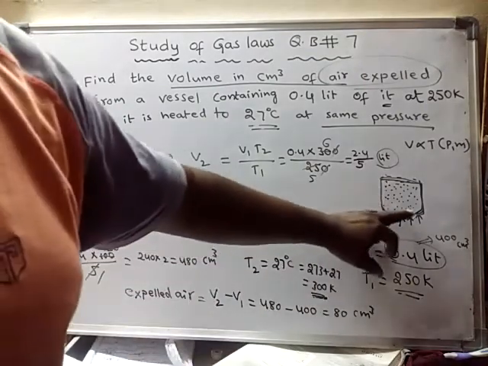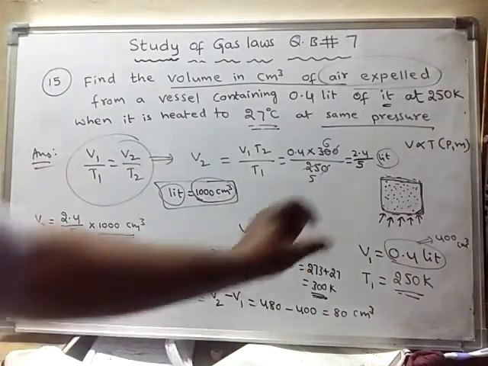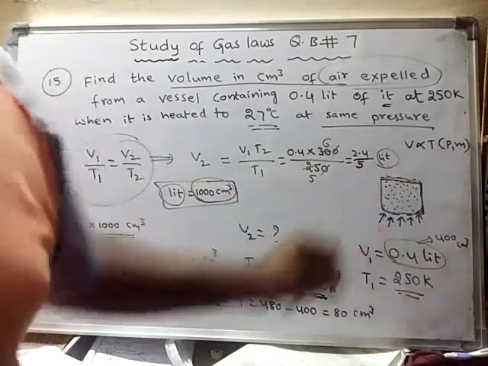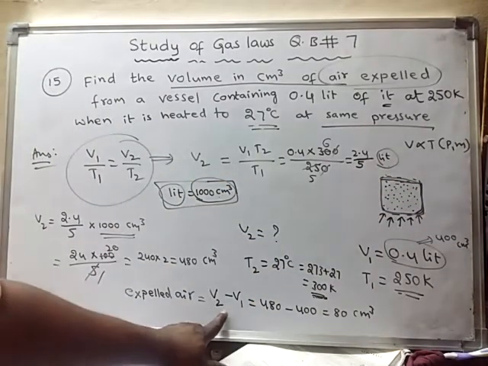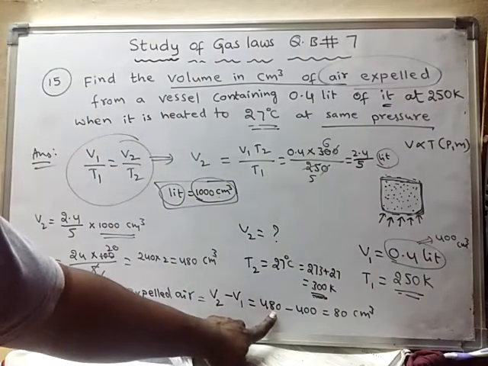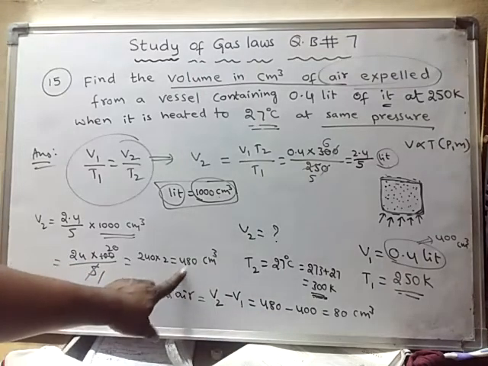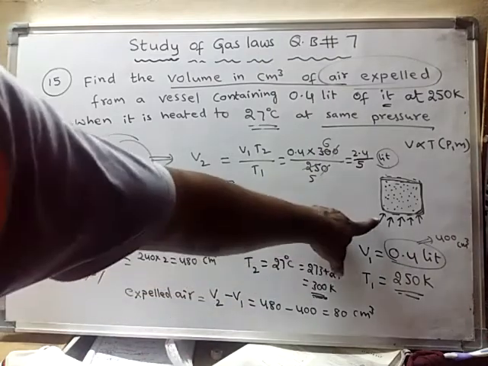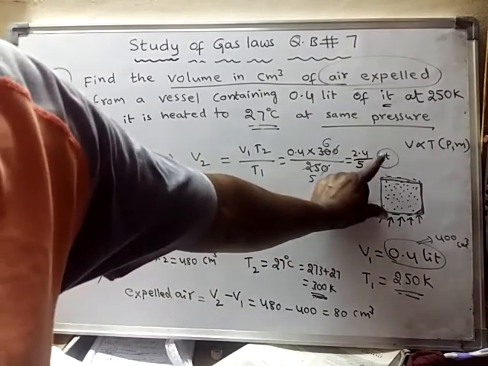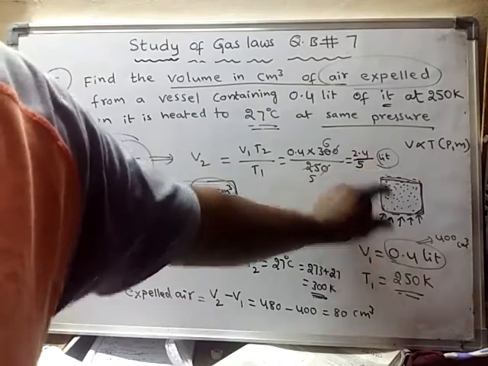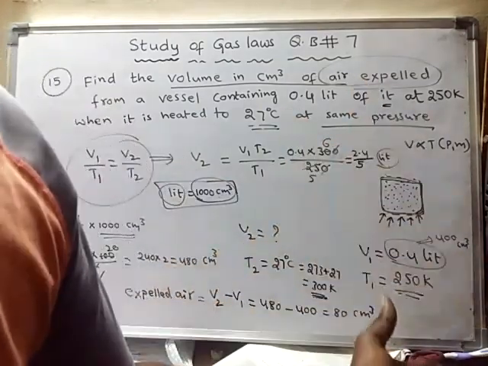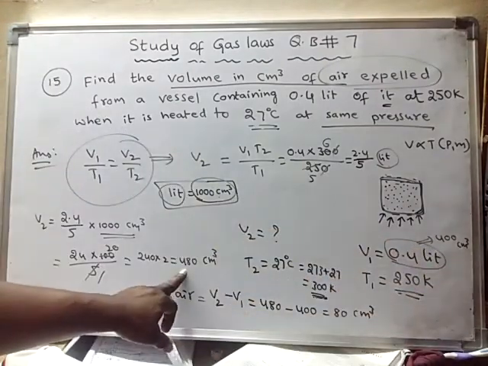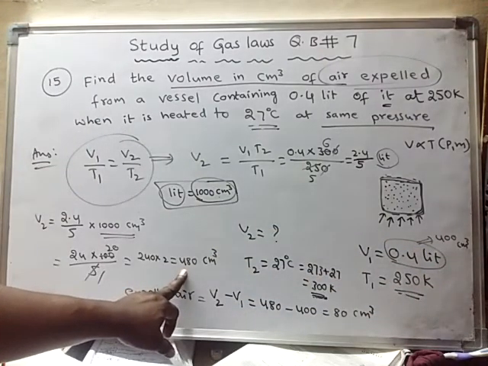This vessel cannot hold 480 centimeter cube, because its volume is 400 centimeter cube only. As its volume is 400 centimeter cube and the final volume V2 is 480 centimeter cube. Because when temperature is raised, volume will increase from 400 to some higher volume. So from 400 centimeter cube to 480 centimeter cube, the volume is raised.